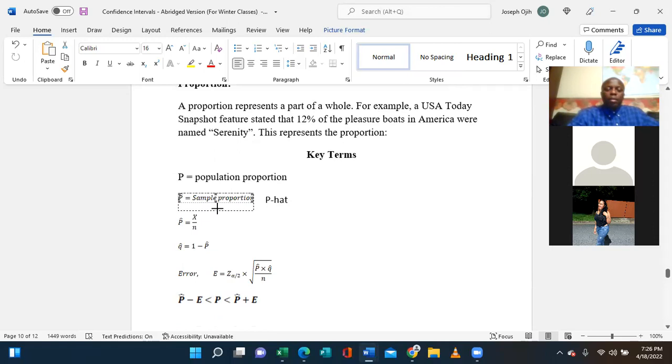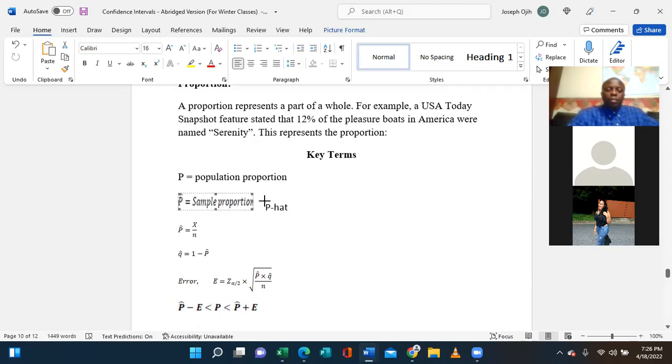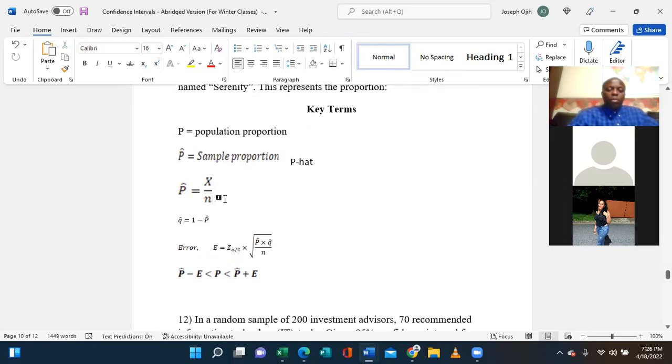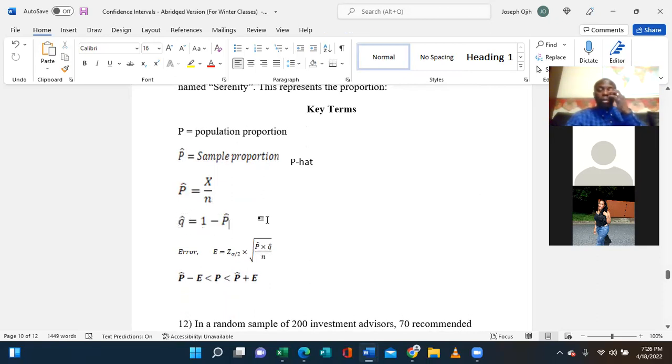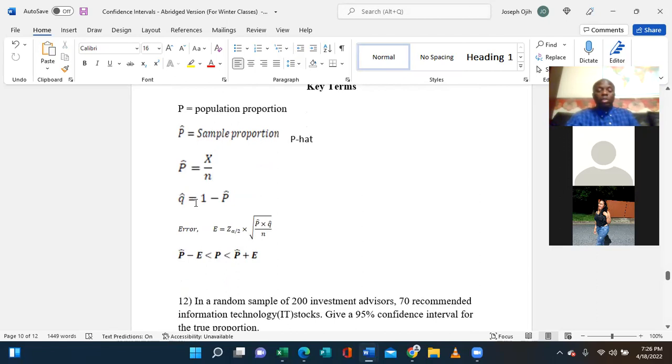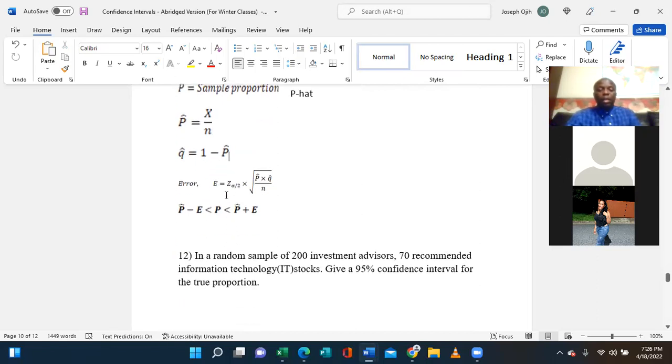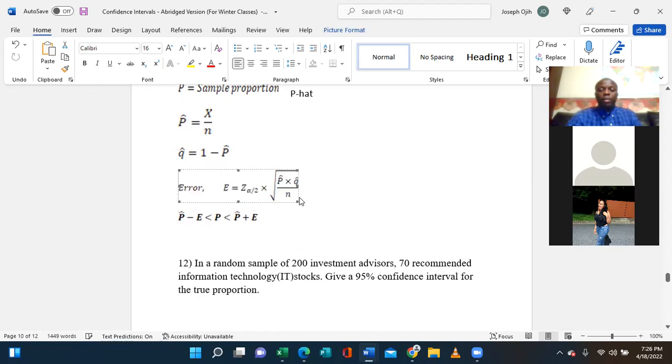P hat is the sample proportion. To estimate the sample proportion, if it's not given, we use p hat equals x over n. And we need q hat when we are doing the confidence interval. Q hat is always 1 minus p hat. And the error margin, we estimate it using this formula.